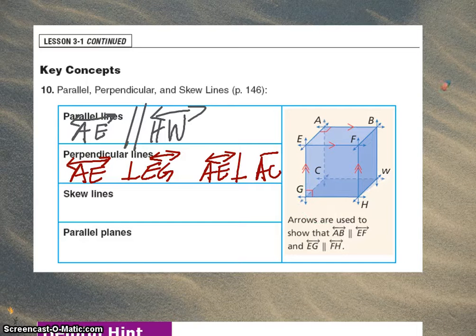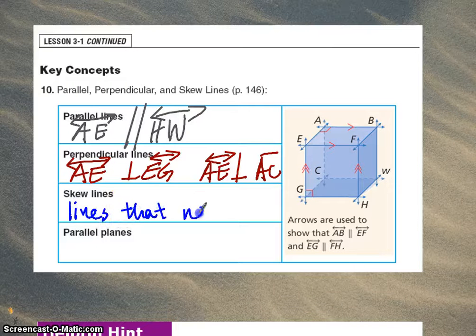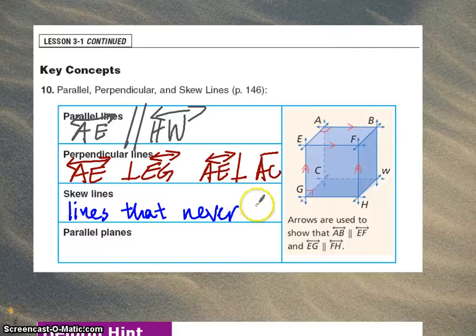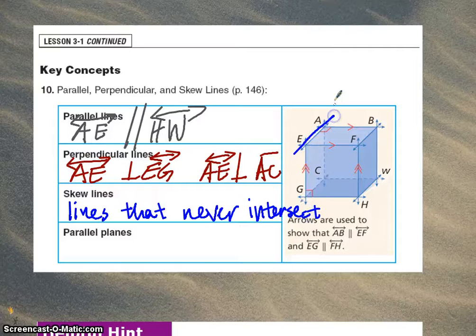Skew lines are lines that do not intersect, like parallel lines. Let's go ahead and write that down. Lines that never intersect, but they're not parallel. So how does that happen? Well, let's go back to line AE.